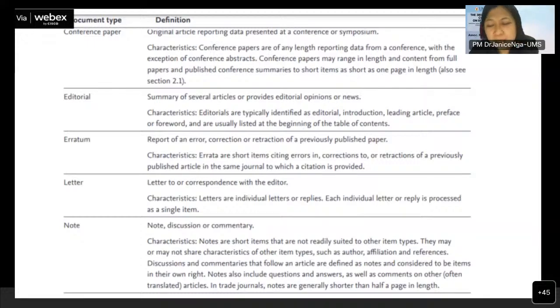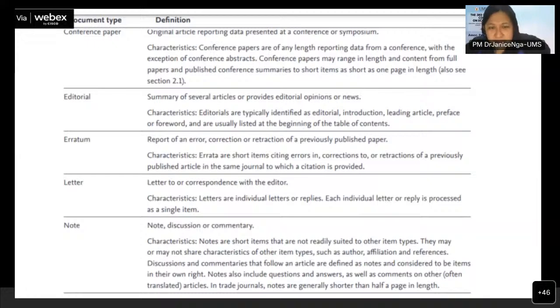proceedings. Right. Editorial. This is a summary of several articles, or provides editorial opinions or news. Okay, and they will normally be identified as editorial, sometimes as the leading article, preface, foreword, and that kind of beginning.